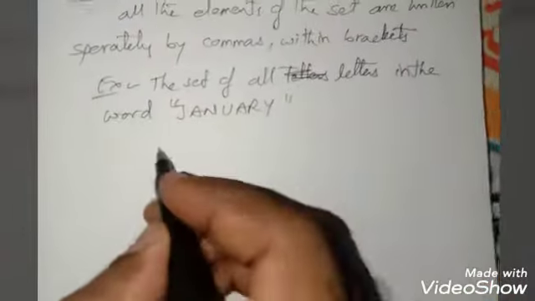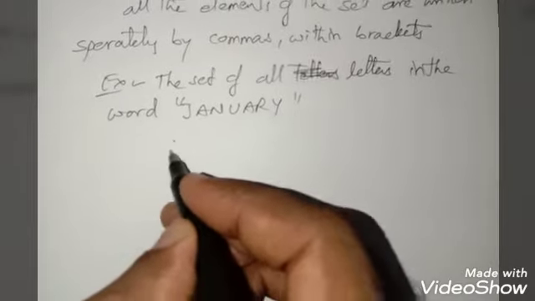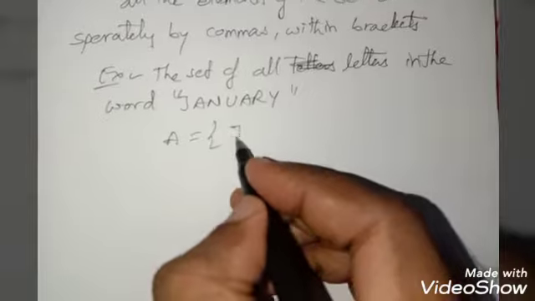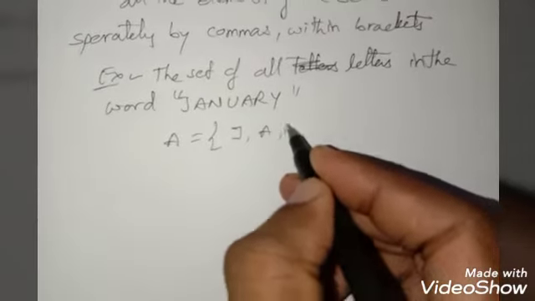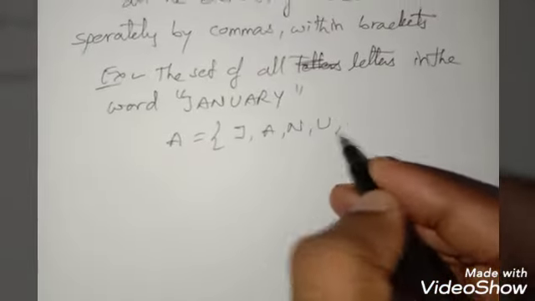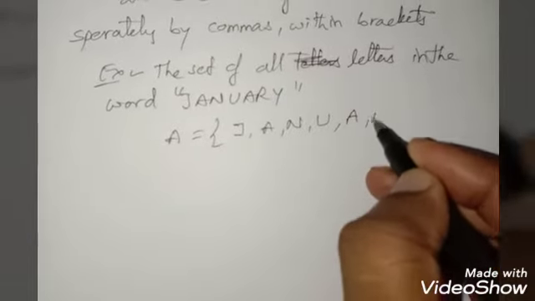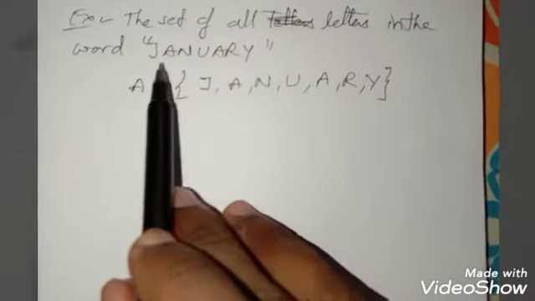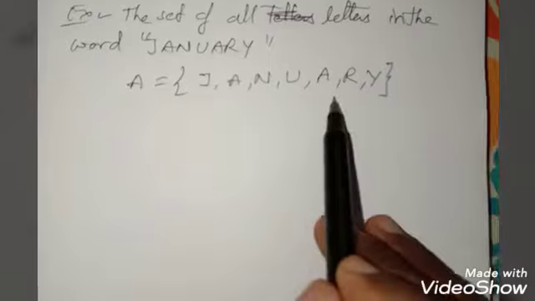Right, now how to represent this January in a set? If I represent this as A is equal to flower bracket J comma A comma N comma U comma A comma R comma Y. So like this we are representing a word in a roster form.